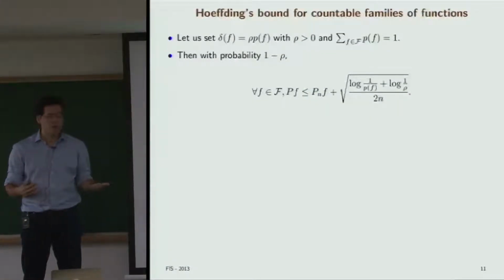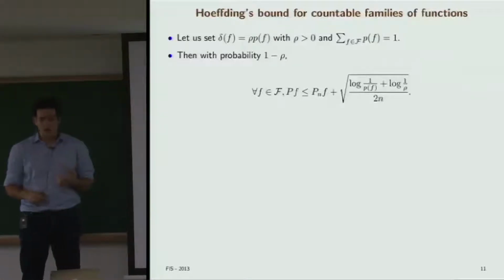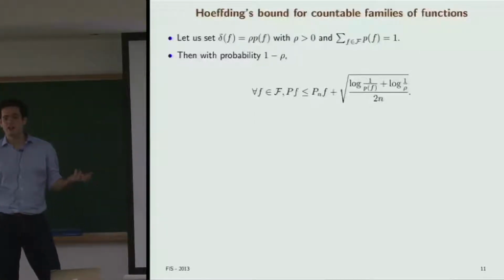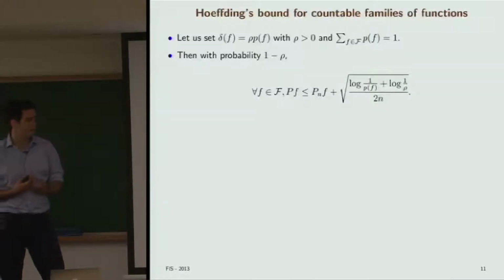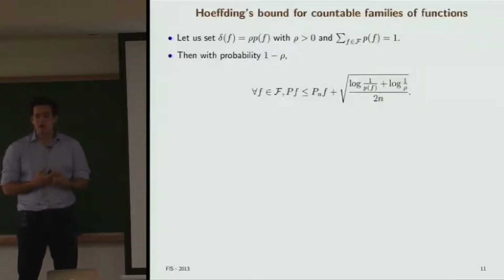So we have found a way to come up with a Hoeffding-style bound for a countable set of functions if we can define a p of f such that the sum of p of f is equal to 1. So p of f will be very, very small for many functions. For most functions, it will be very, very, very small. So how can you come up with a p of f, for instance? How could you define a p of f?